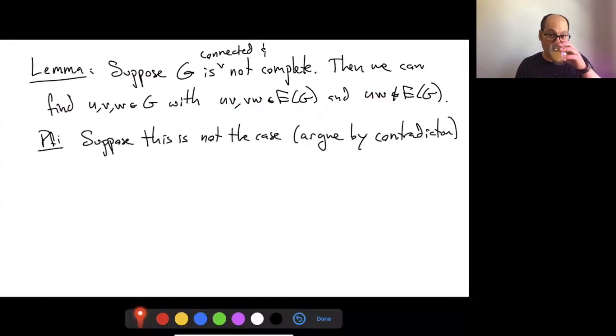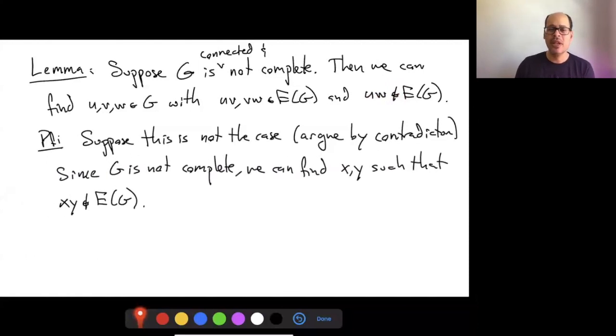The proof is going to go by contradiction. So we suppose that this is not the case. That is, suppose you have a graph such that whenever you have three vertices where the first is connected to the second and the second is connected to the third, then the first is also connected to the last one. So suppose you have this situation.